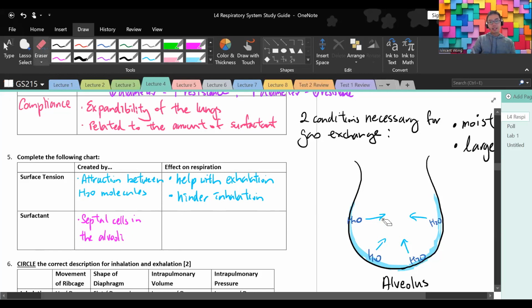And this surfactant will basically break some of the surface tension. Okay, so you don't want the lungs to be too tight, in other words, okay? So the effects on respiration is that, number one, it increases lung compliance, makes it more expandable. Now, again, right, is it good, is it bad? Depends on what you're trying to do, right? If it's more expandable, that means it will help with inhalation. But it will hinder exhalation.